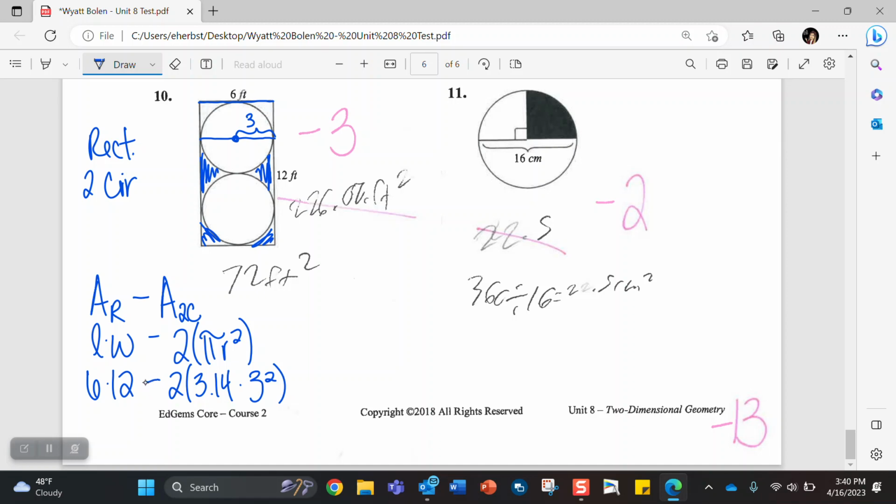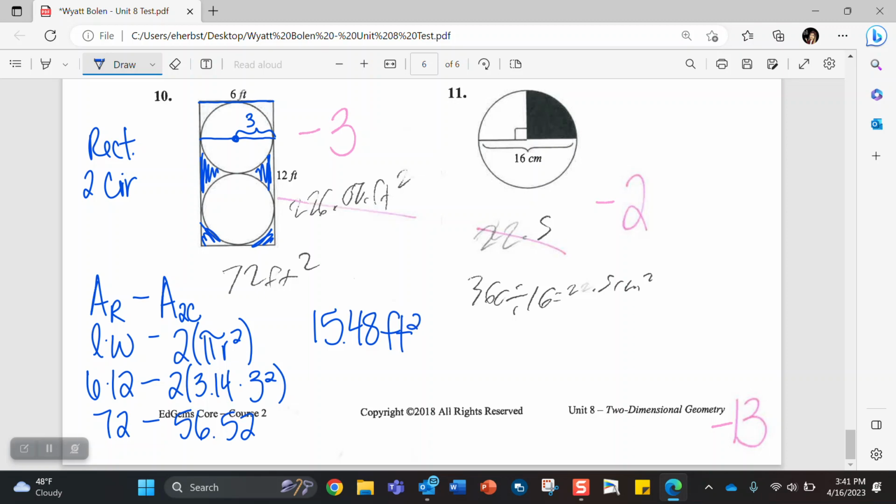I'm going to get 2 numbers here and subtract them. And again, we're just grabbing a calculator. 6 times 12 is 72. And then in my calculator, 2 times 3.14 times 3 times 3 is 56.52. Now when I subtract 56.52 from 72, we get 15.48. And our units again for area are feet squared.